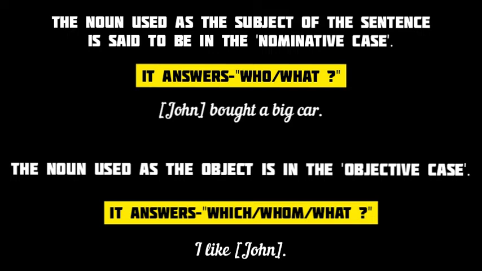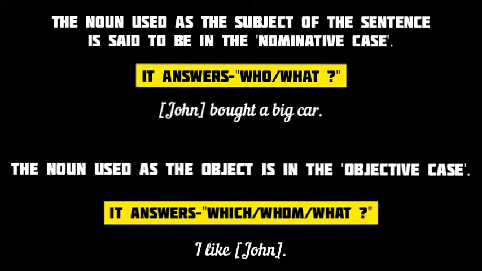If the noun is used as the subject of the sentence, it is said to be in the nominative case. If you ask a question with who or what before the verb, the answer you get is the subject of the sentence, which is in the nominative case. John bought a big car. Who bought a big car? John is the answer. So John is the subject of the sentence and it's in the nominative case.